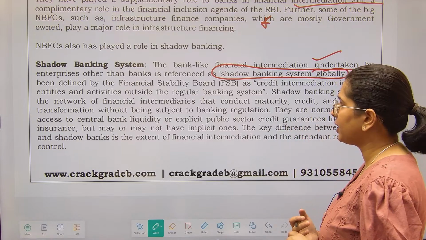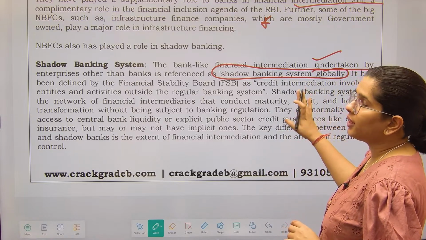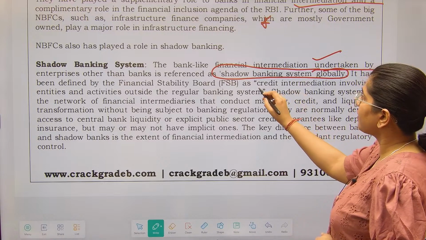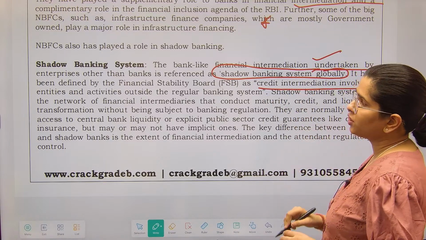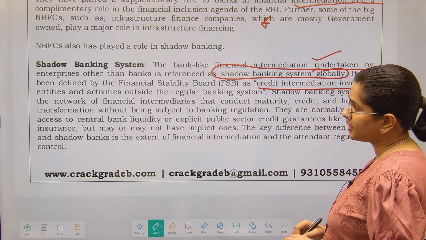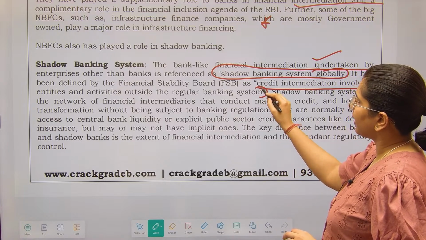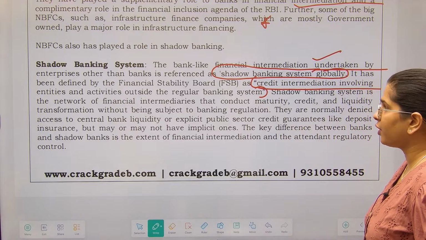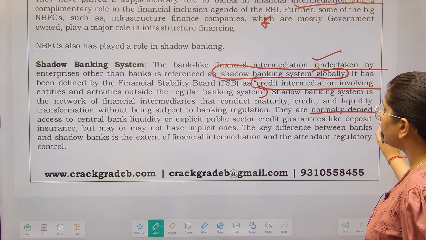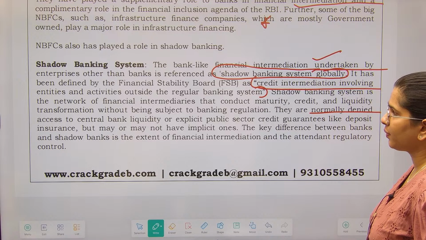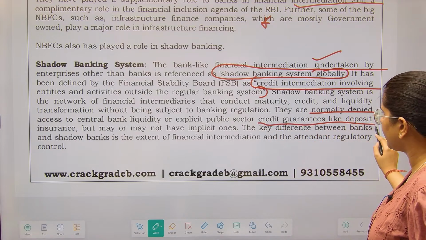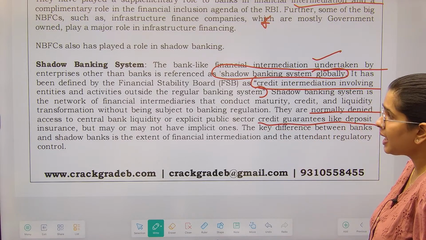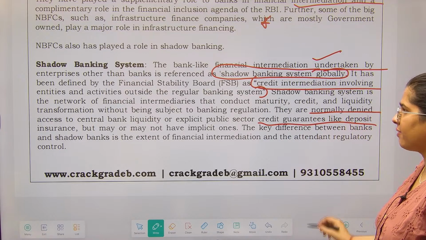So the FSB, the Financial Stability Board. We are going to talk about that as well, but अभी देखो what definition they have provided. They have said credit intermediation involving entities and activities outside the regular banking system. So this is called shadow banking. They are normally denied access to central bank liquidity or explicit public sector credit guarantees like deposit insurance, but may or may not have implicit ones.